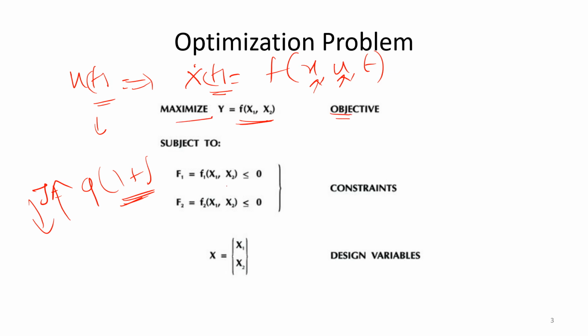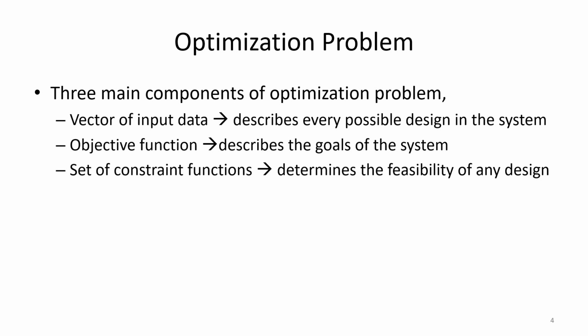And then it should be subjected to constraints, hard constraints or soft constraints, and then it has to follow the variables. These are the components of the optimization problem. Again, those three components: input data, objective functions, and constraints. These are all very important so that the optimal control system will be effective.